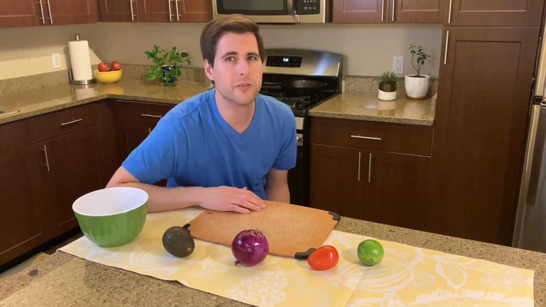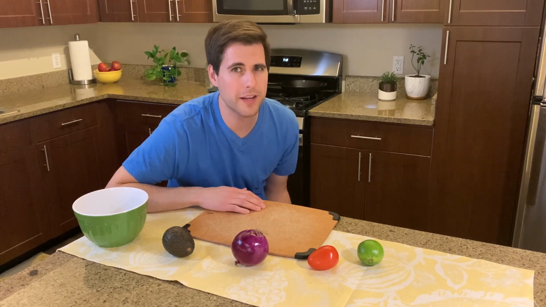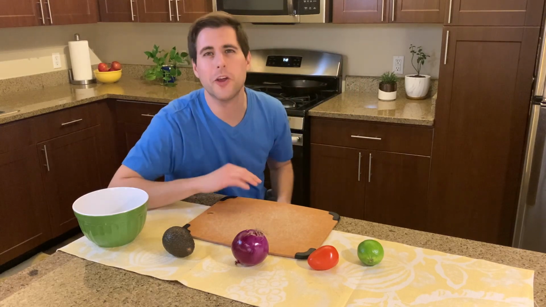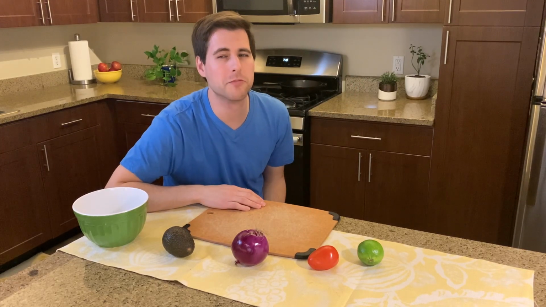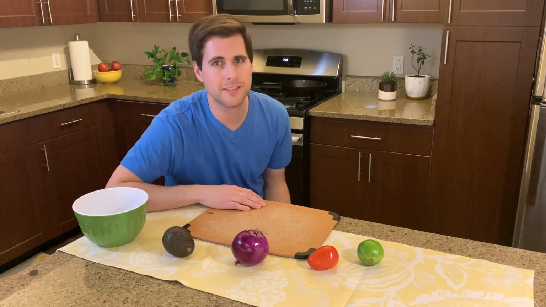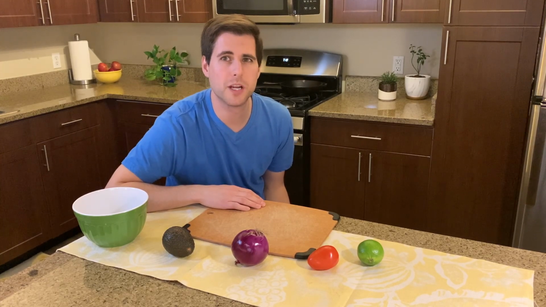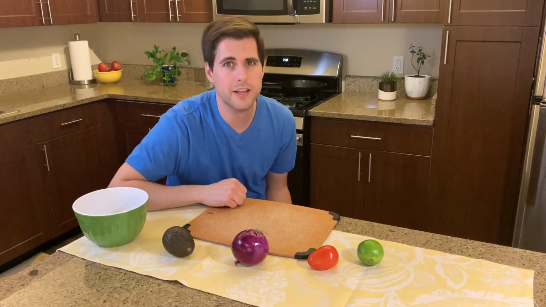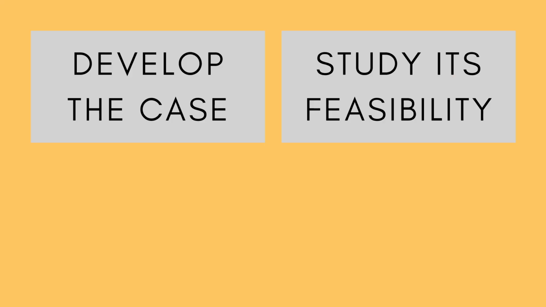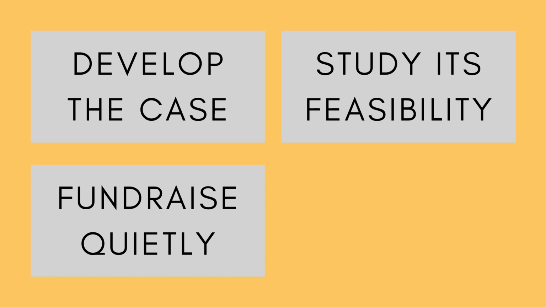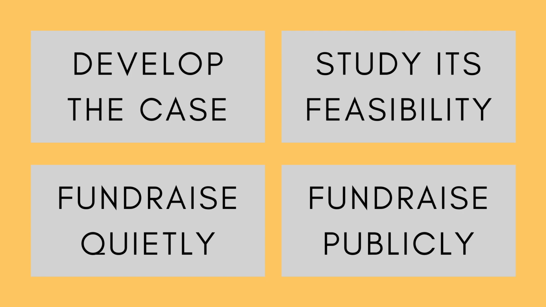Most people are only familiar with the last phase of a capital campaign. Think big announcements, donor events, press releases, plaques commemorating people, and success. But there is a lot more to it. Keeping it simple, a capital campaign can be separated into 4 different activities: developing a case, studying its feasibility, fundraising quietly, and then fundraising publicly. These are sometimes referred to as phases.